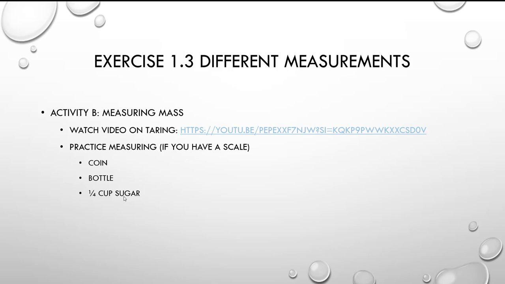So you need to take a measuring cup that's empty, put it on the scale, and press the button, usually the on button, and it zeroes it out. So that's what taring is, it's zeroing it out. And then you add the 1/4 cup of sugar, and so you're just measuring the weight of the sugar, not the weight of the sugar plus the measuring cup. Okay, so you can practice measuring that way. All right.